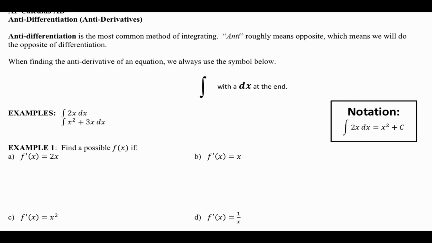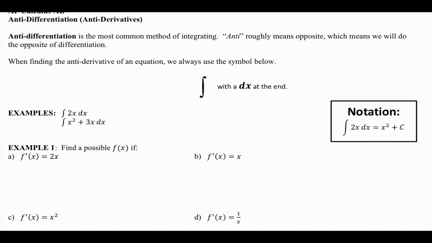The main thing you've got to learn is antiderivatives is a way of integrating. It's the most common way. It roughly means opposite, which means we do the opposite of finding a derivative, which you guys just did. You guys just came up with that rule, right? So when we're finding the antiderivatives, we always use this symbol here. It kind of looks like a stretched out S. It's an integration symbol. When we see that symbol, we're most likely going to have to do some antiderivatives.